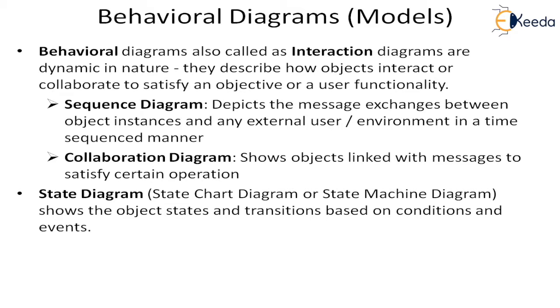The interaction diagrams denote the dynamic nature, how the objects are interacting under certain conditions, events, or messages. They collaborate to satisfy an objective or a particular user functionality. Under the interaction diagrams, we will look into the sequence diagram, as discussed earlier, that depicts the message exchange between object instances and any external user environment in a time-sequenced manner. And in the collaboration diagram, we will show just the collaboration between the different objects to satisfy certain operations.